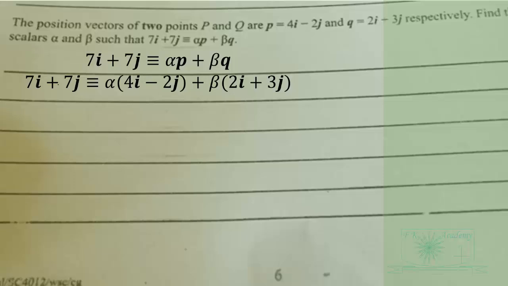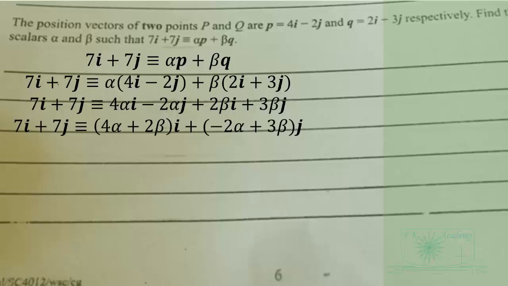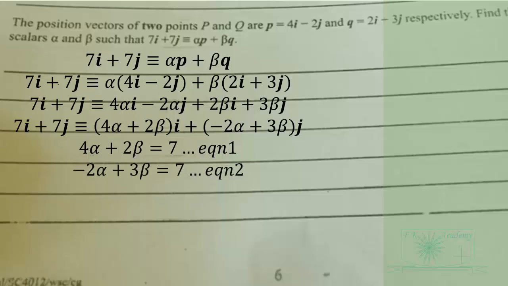Then we expand with alpha and beta to get what you're seeing. Now we group the terms with i and the terms with j. So we can now equate 4 alpha plus 2 beta to 7 and negative 2 alpha plus 3 beta to 7, getting two equations. So what do we do next? We can solve these equations simultaneously for alpha and beta.